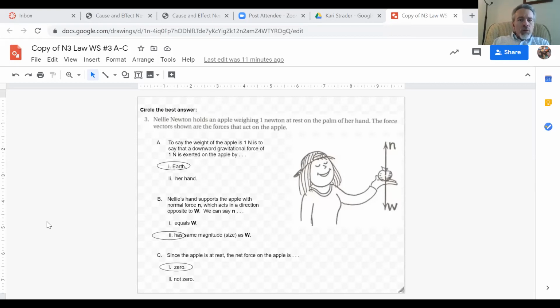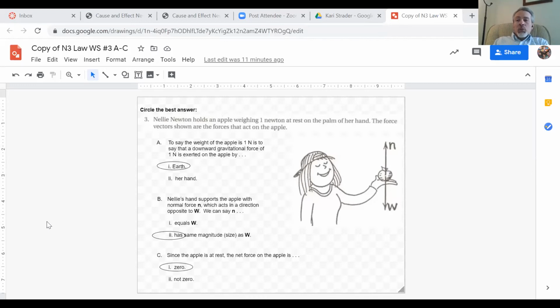Okay, and so for the first one, I'll just read it to everybody. It says to say the weight of the apple is 1 newton is to say that a downward gravitational force of 1 newton is exerted on the apple by the earth. Excellent. Part B, Nellie's hand supports the apple with a normal force N, which acts in a direction opposite to W. We could say that N has the same magnitude, same size as W.